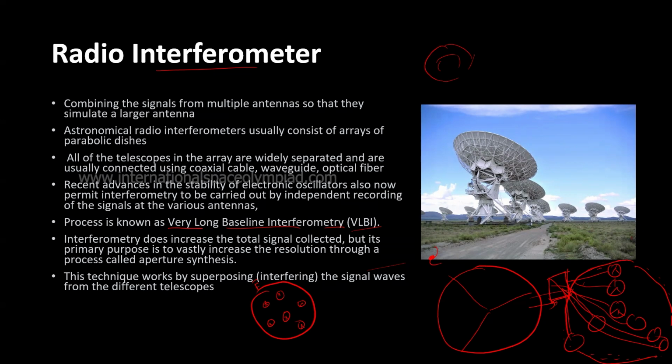How is it possible? Even though we have only small telescopes, we can make them take a picture at the same time, and then effectively we can make it a big radio telescope. That process is known as very long baseline interferometry. So that is the technique they used.